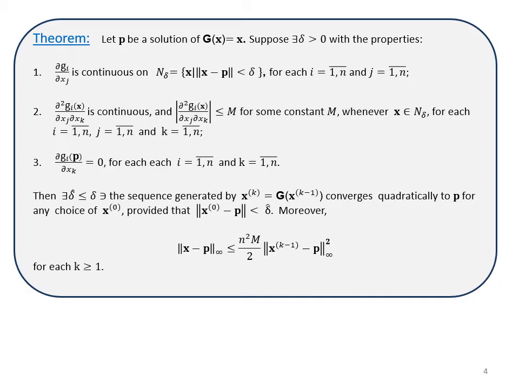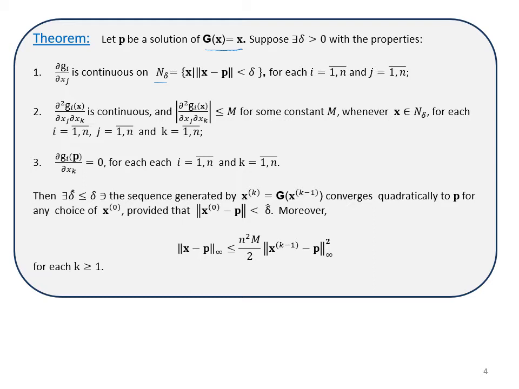In the n-dimensional case, we can formulate the following theorem. Let p be a solution of the equation g(x) = x, where g(x) is a vector-valued function and x is a vector. And suppose there exists a constant delta greater than 0 with the following properties. First, every partial derivative of function g is continuous on the set where the norm of vector x minus p is less than delta, for each i and j from 1 to n.